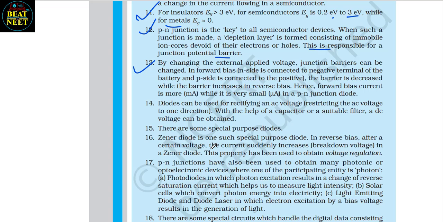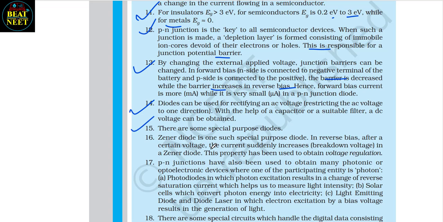In forward bias, the N side is connected to the negative terminal of the battery and the P side is connected to the positive. The barrier is decreased, while the barrier increases in reverse bias. Hence, forward bias current is more while it is very small in reverse bias in a PN junction diode. Number 14, diodes can be used for rectifying an AC voltage. With the help of a capacitor or a suitable filter, a DC voltage can be obtained.